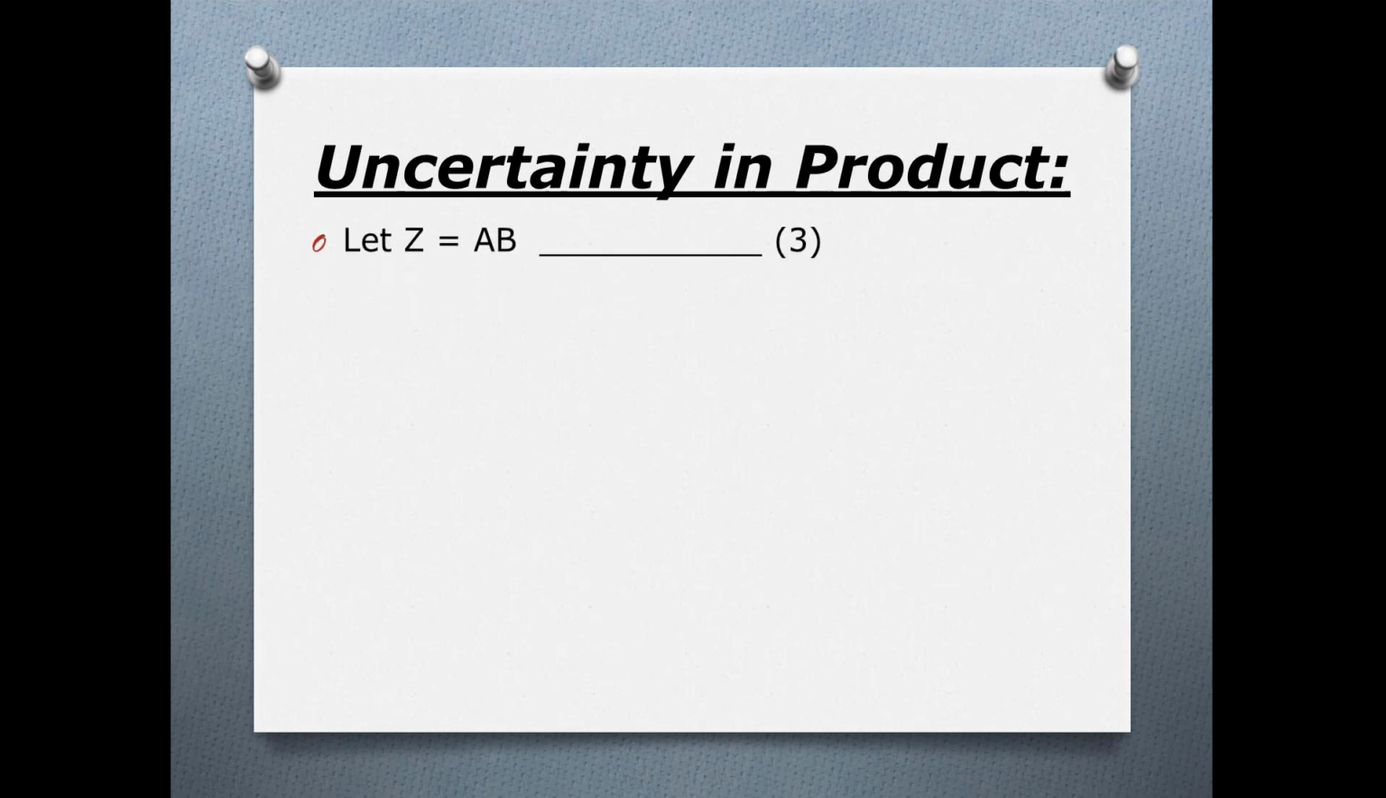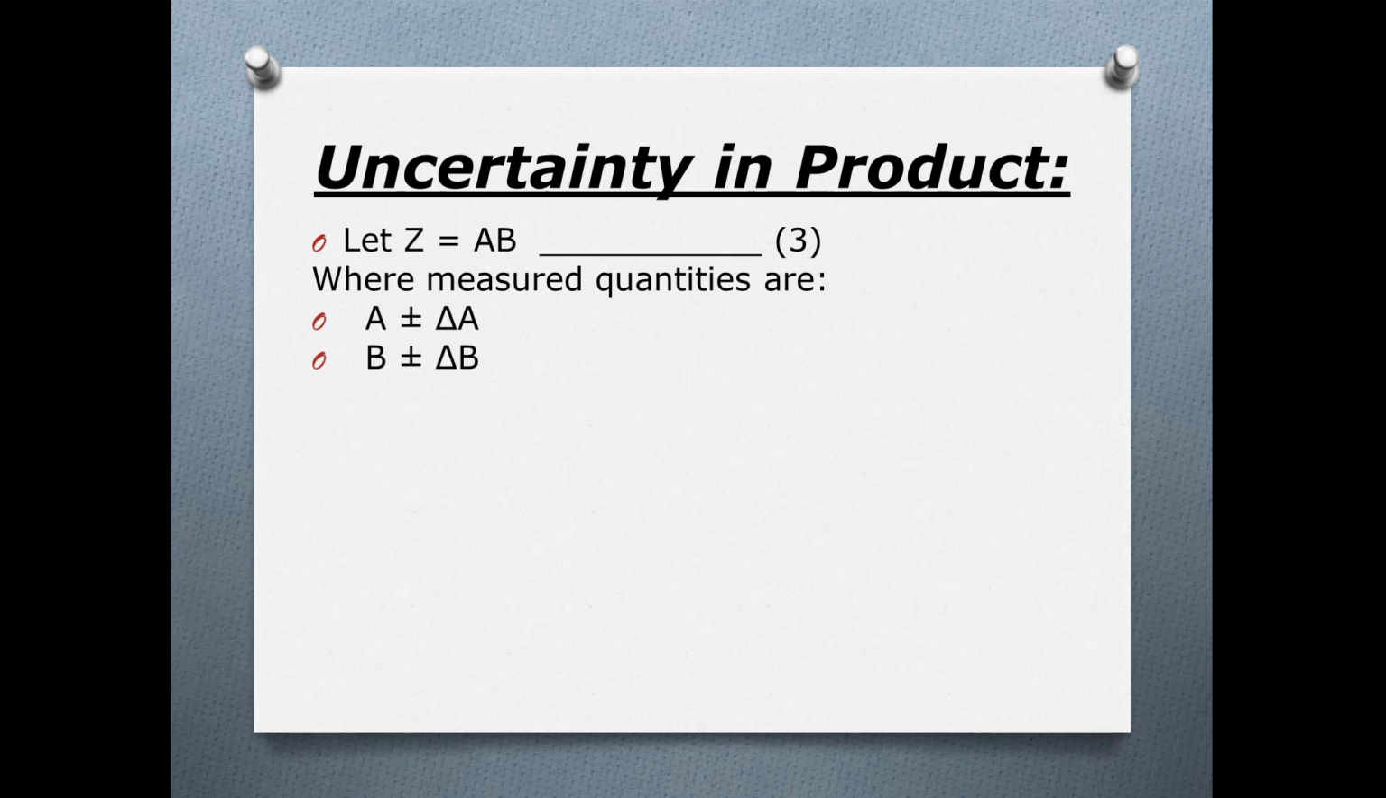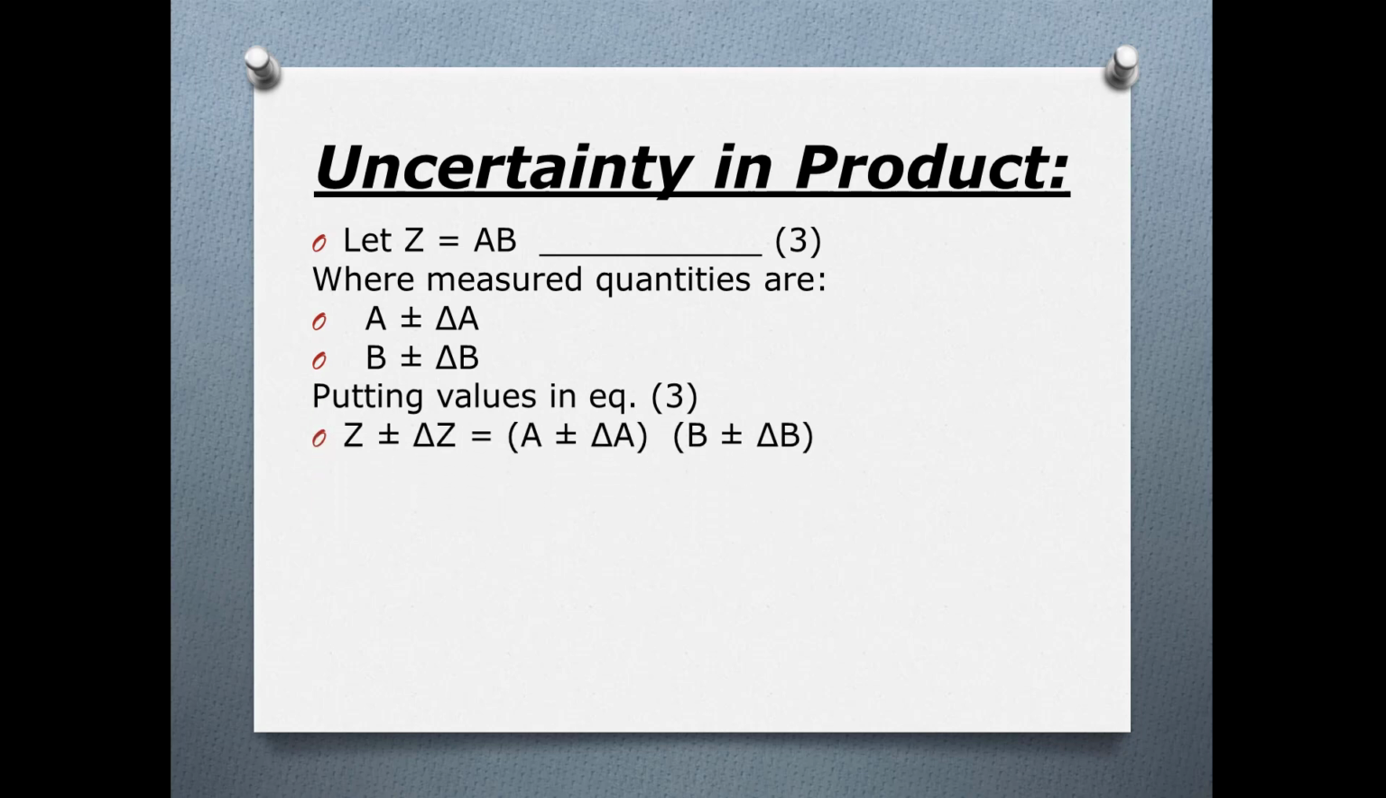So uncertainty in product: we have a product, so we will write it as, let Z, which is the final result, be equal to the product of physical quantities A and B, where measured quantities are A plus minus delta A and B plus minus delta B. We are going to put these values in equation number 3. We will get Z plus minus delta Z is equal to A plus minus delta A times B plus minus delta B.